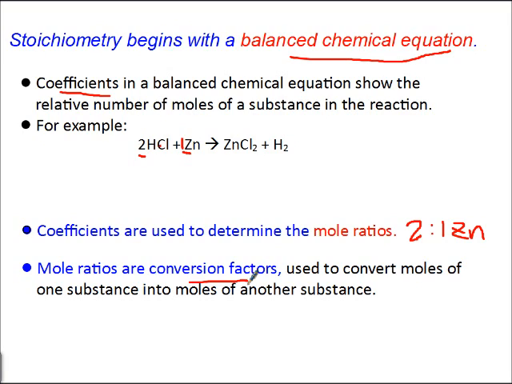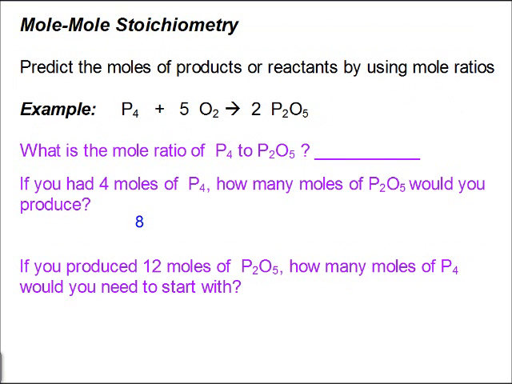We know there's 1,000 grams in 1 kilogram. That's a conversion factor. This is the same thing. 2 HCl in every 1 zinc in terms of moles. So simply a conversion factor, we can use that to mathematically solve.